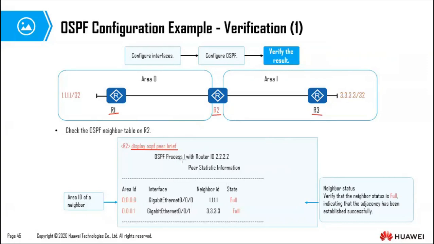So let's find out that and see that the router ID is 2.2.2.2. We can see that on area 0, we have formed a neighbor relationship with this interface, neighbor router ID 1.1.1.1. The state is full. We can see that on area 1, we have formed a neighbor relationship with that interface, router ID 3.3.3.3, and the state is full.